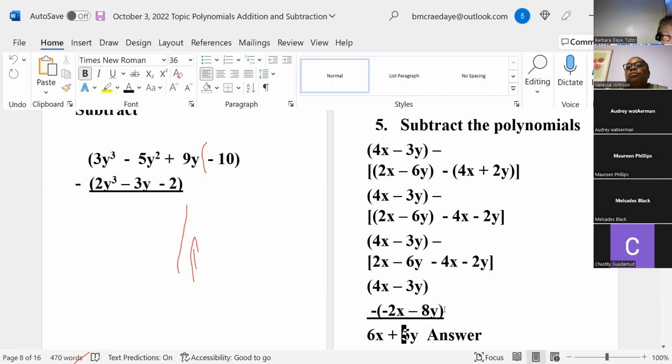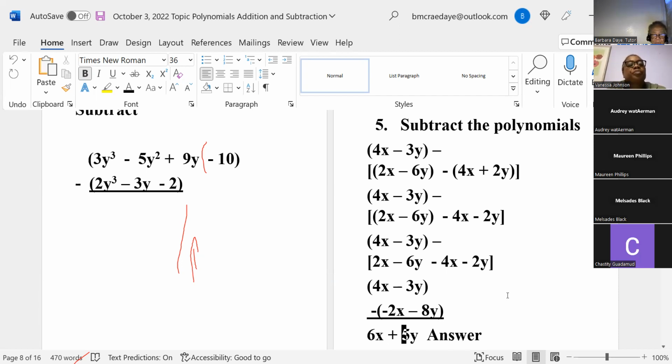Everybody with me? Okay, so you've got minus 2x minus 8y, and this negative is from you subtracting, but you've got to apply that negative to everything in parentheses. I put it in parentheses, so the minus becomes plus, and the minus becomes plus. So a 4x and a 2x give you 6x. And that's minus 3y and a plus 8y, so you subtract and you get 5y, because the 8 is the biggest with the plus. Everybody with me?